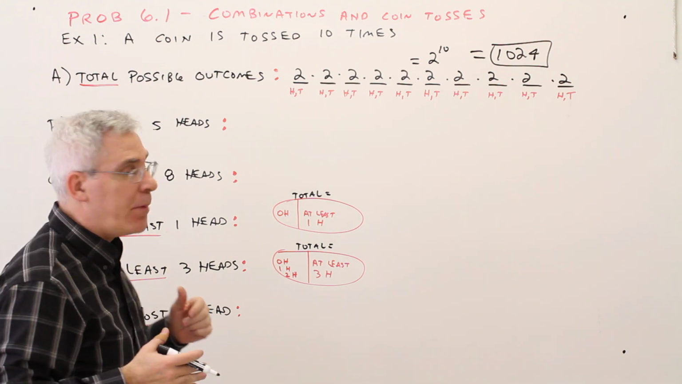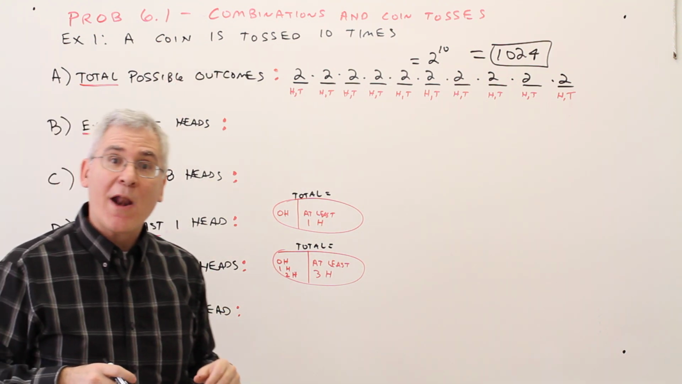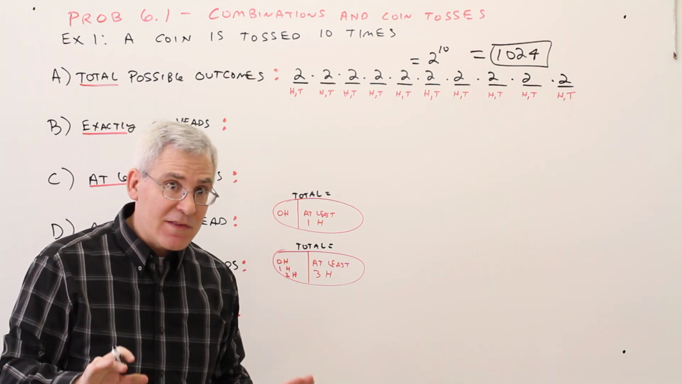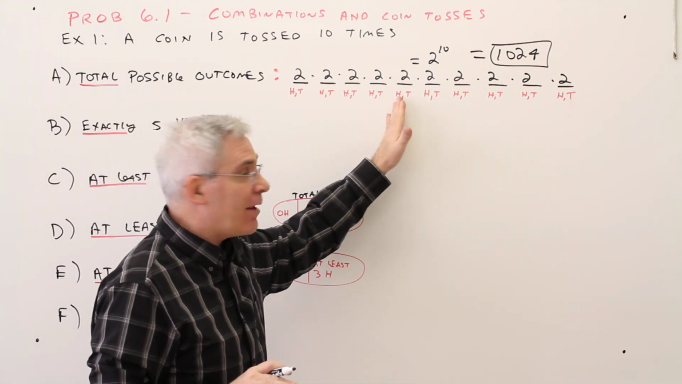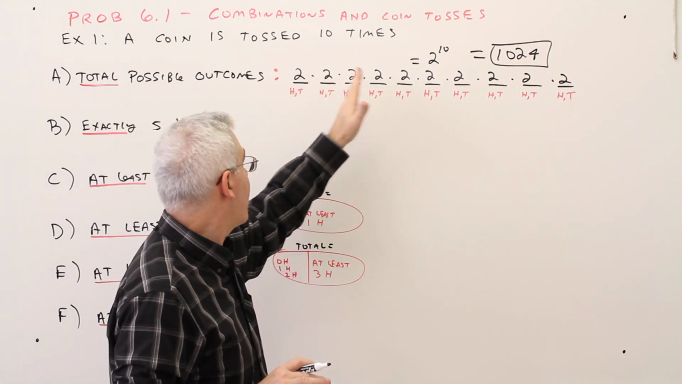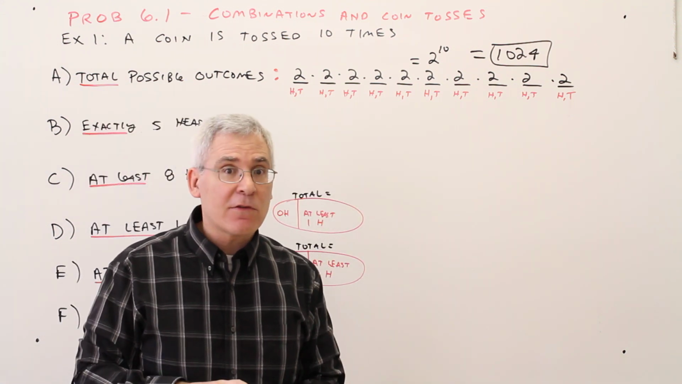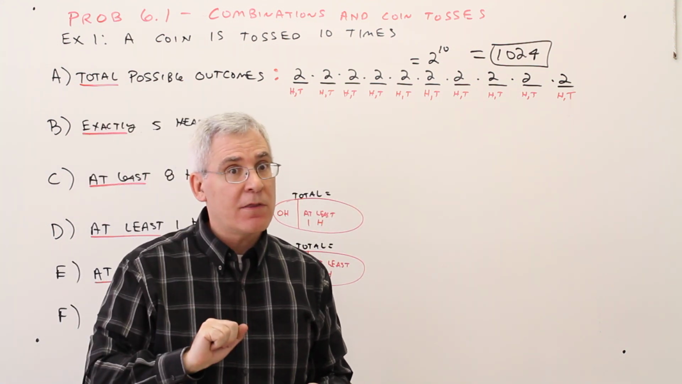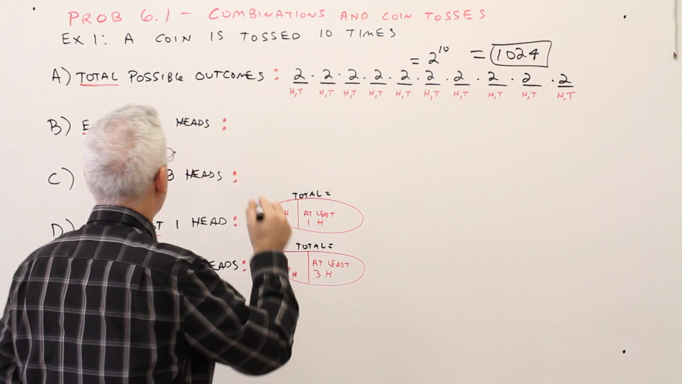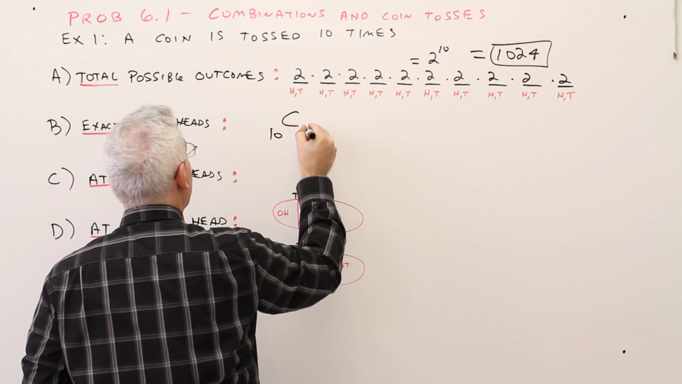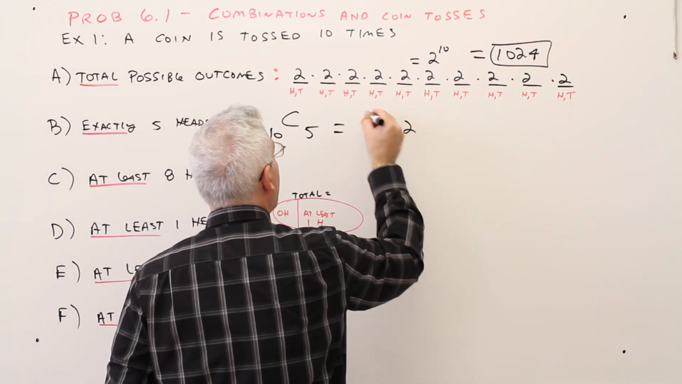Part B. Again, we're tossing the coin 10 times. We want to know how many outcomes have exactly 5 heads. So they could be 5 in a row, or it could be heads, tails, etc. Basically, out of these 10 slots, choose 5 of them to have heads. So it would simply be 10 choose 5. If you punch it out, you get 252.